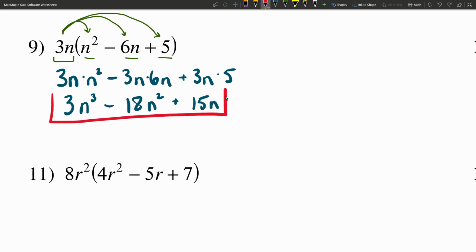That's our solution in number 9: 3n cubed minus 18n squared plus 15n. Let's move on to number 10.